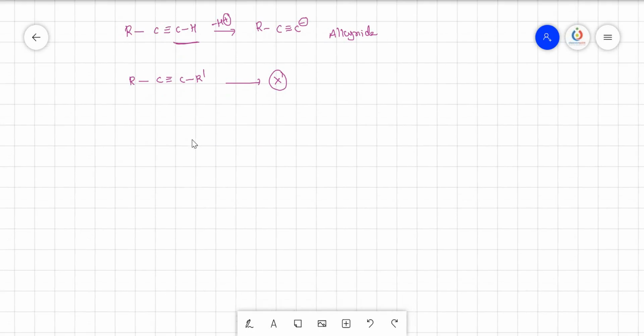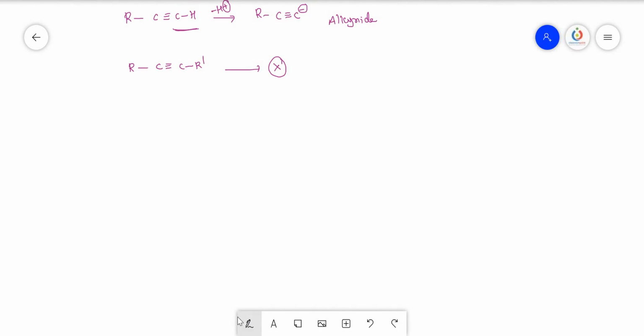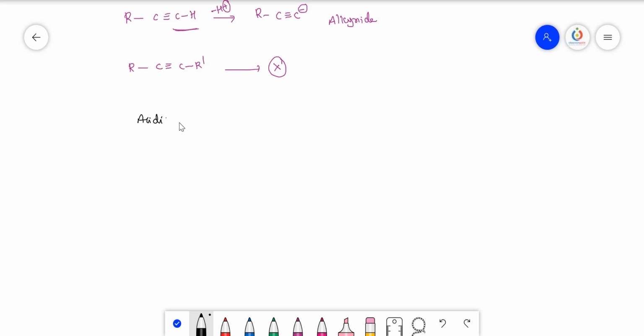Now let us compare the acidic nature of these alkynes with some other compounds like water and alcohol. I will write down their order, it may be very helpful to you. Acidic nature: water has more acidic nature than alcohol, which has more acidic nature than the alkyne, meaning acetylene here, which has more acidic nature than ammonia, which has more acidic nature than even normal alkanes, that means RH.